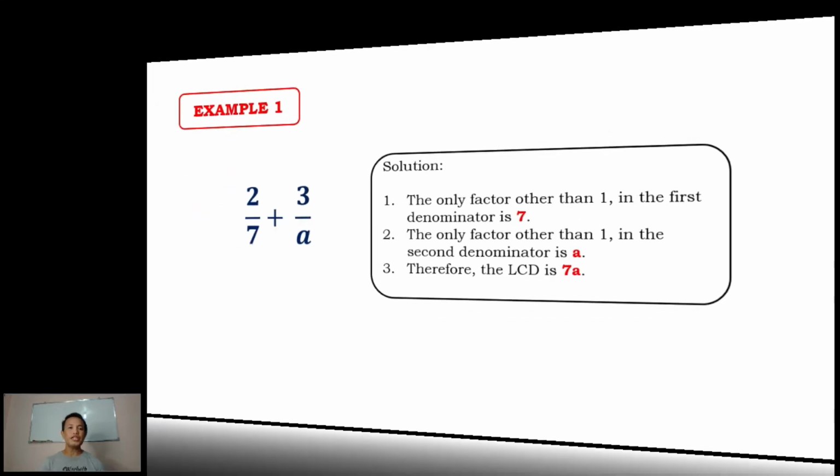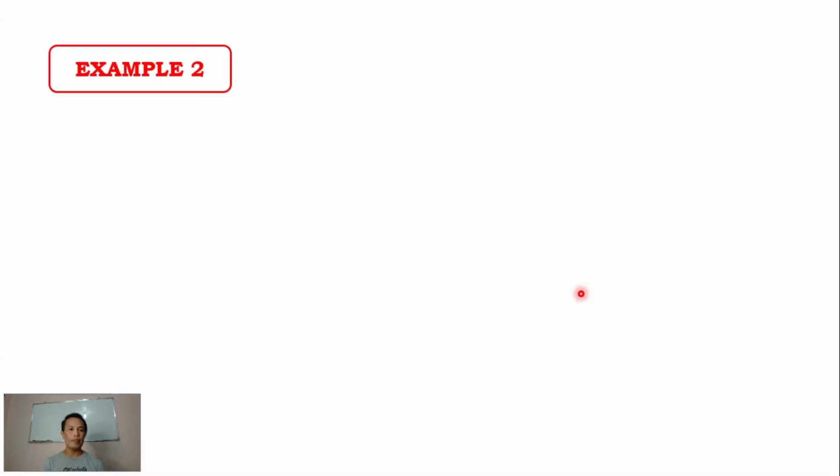Now let's proceed to our second example. Example number 2, we are given 5 over a squared plus 9 over 5a. As I've said, in this case, the first denominator is a squared and the second denominator is 5a. So we have two factors of a that appear: a squared and a. According to the rule, we only have to list down the factor having the highest power. In this case, our highest power for a is 2, so we list down a squared.